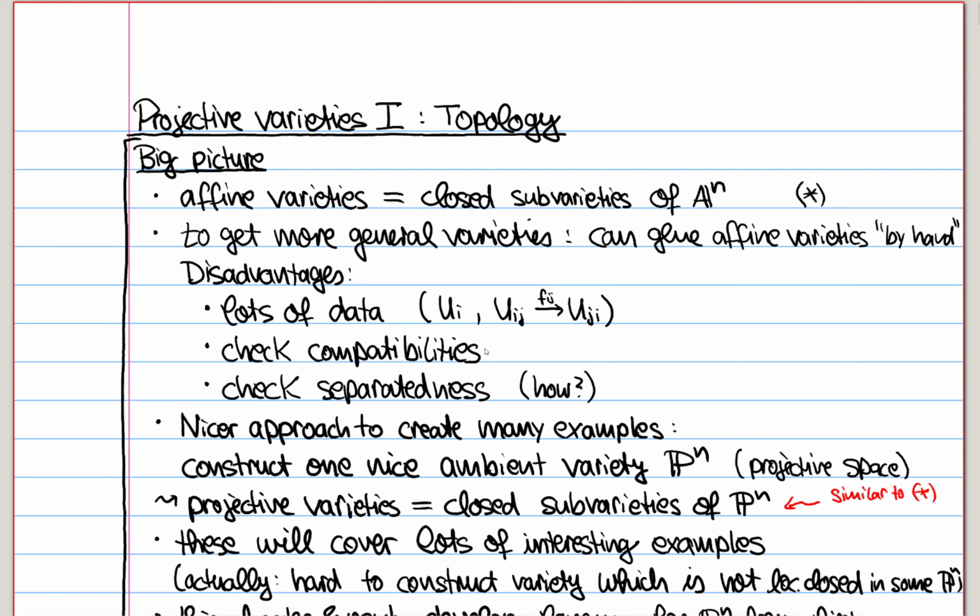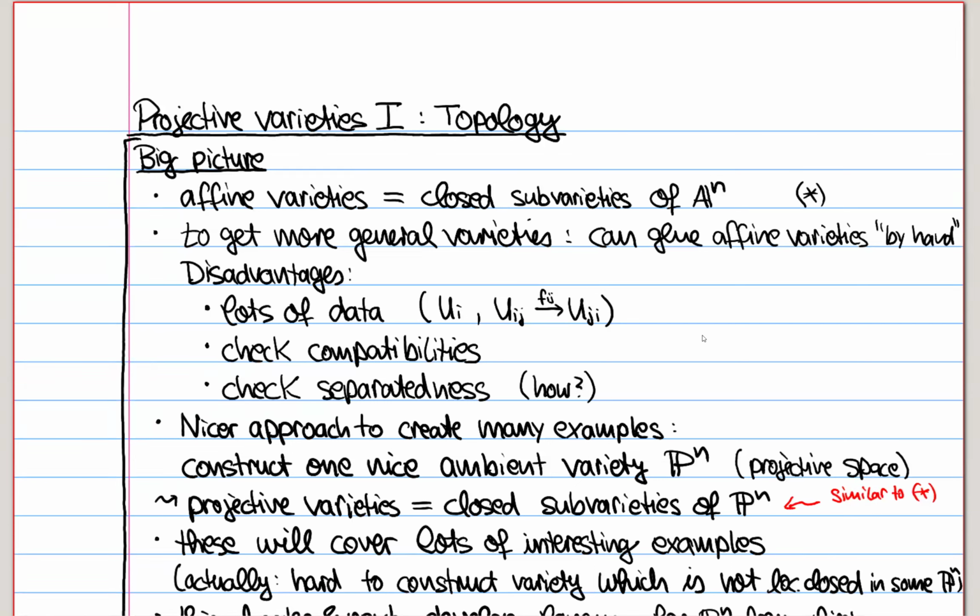So for example, you have to record a huge amount of data, namely these open sets, and then the maps by which we identify them on the overlaps. We have to check a lot of compatibilities, and then it's quite unclear how we can check for separatedness in this setting. We haven't really seen any result which will help us there.